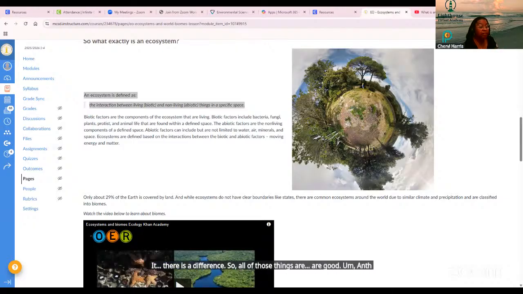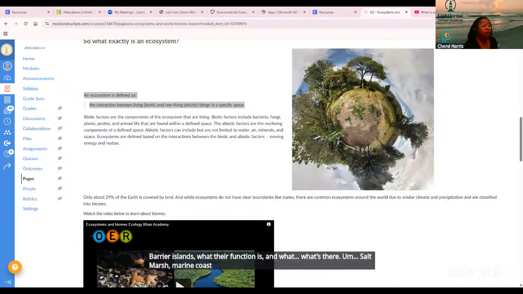Anthony put down that it is a barrier island. So that's a description of what it is. And we're going to talk later on about barrier islands, what their function is and what's there. Salt marsh, marine coast, I like those. All right, yeah, I would not describe it as a grassland.